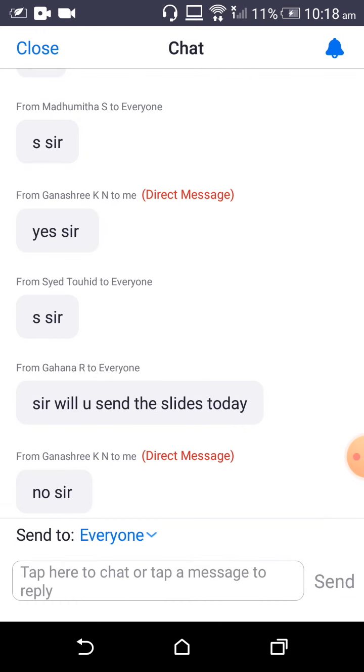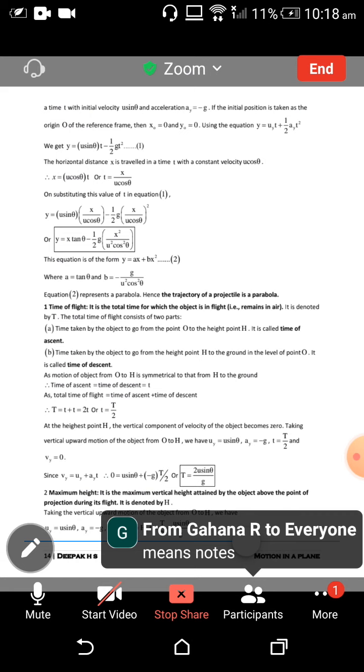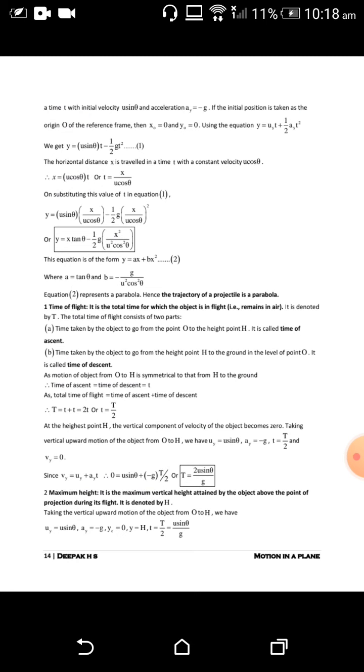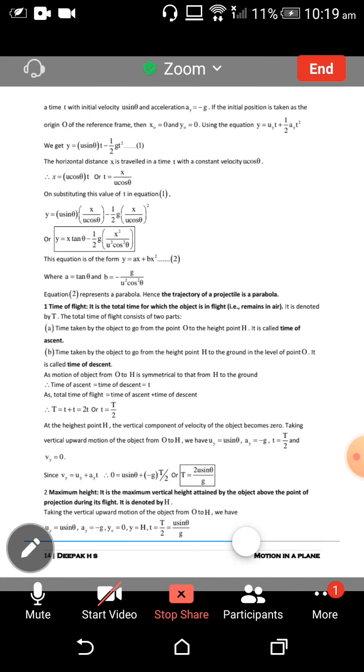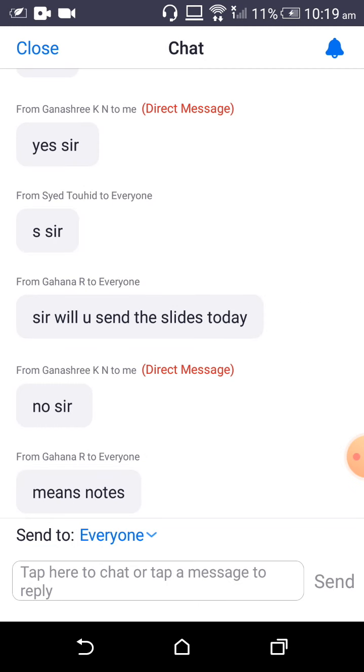Yes, Gahana, what slides do you want today? I mean, you have sent the message asking whether I will send the slides today? I didn't get what slides. Okay, fine. You'll get the notes. Don't worry. Anyway, we are at the ending of this chapter, right? So I'll send the notes.